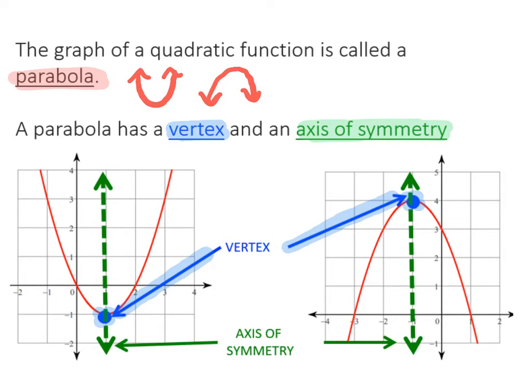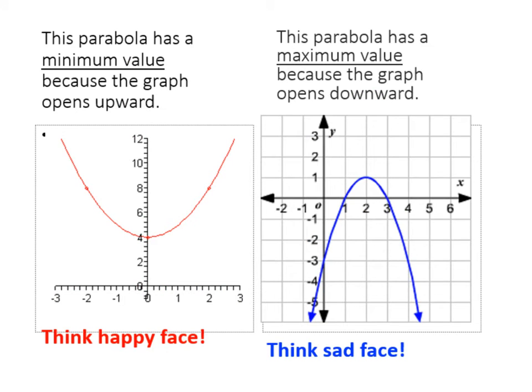The axis of symmetry is the vertical line that is the line of reflection. So if I were to fold this in half, it would reflect onto itself. So you're drawing in the dashed line and the arrows to both of those. Now, a parabola has a minimum value if the graph opens upwards. So in this case, this point right here at the bottom is what we would consider to be our minimum value because it's at the bottom.